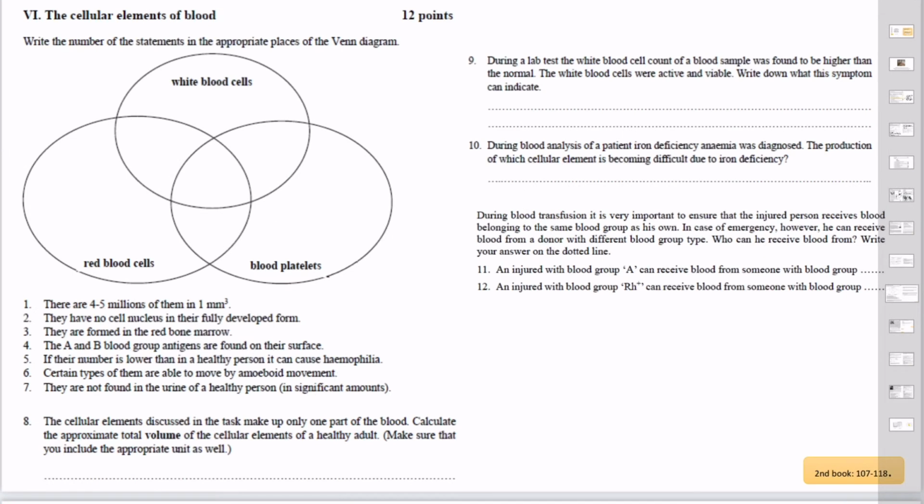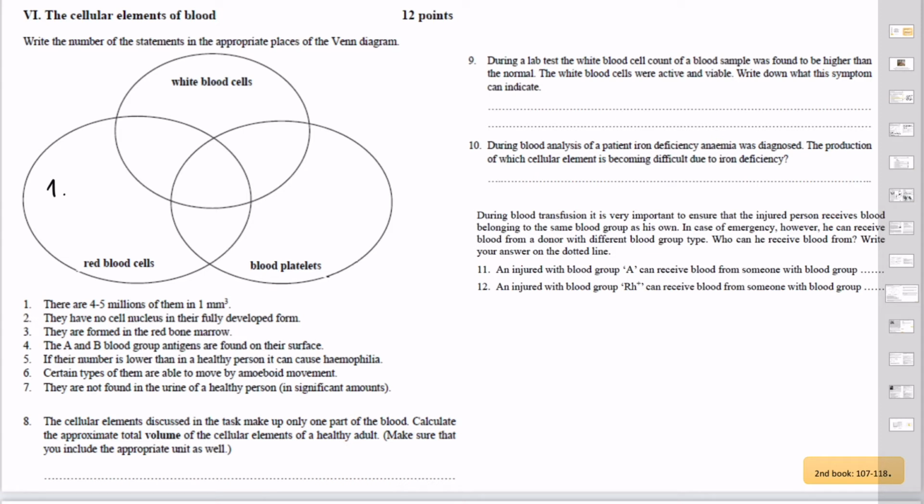Exercise 6. The cellular elements of blood. Write the numbers of the statements in the appropriate places of the Venn diagram. So you can see here the cellular elements, and the following statements should be distributed among them. So there are 4 or 5 millions of them in 1 cubic millimeter. That is true for red blood cells. They have no cell nucleus in their fully developed form.